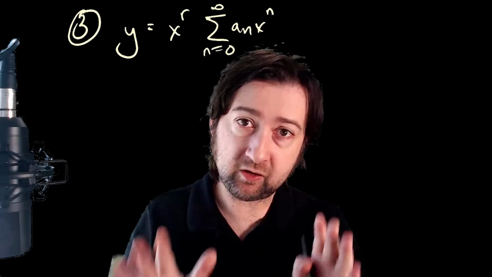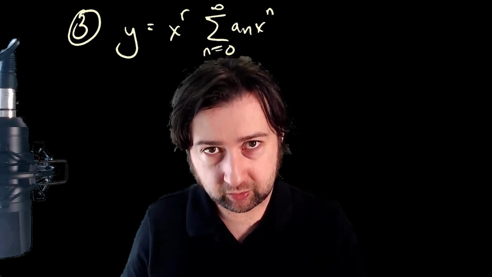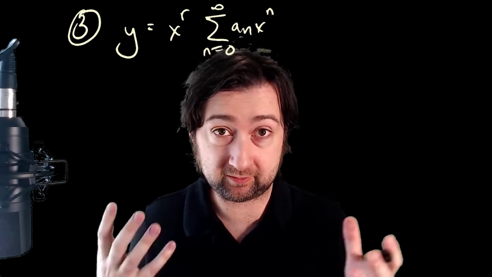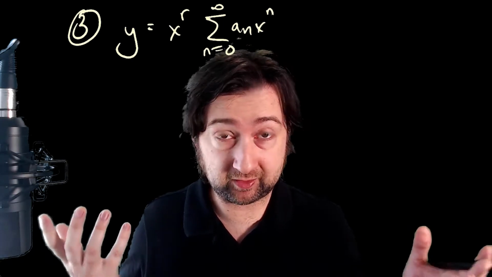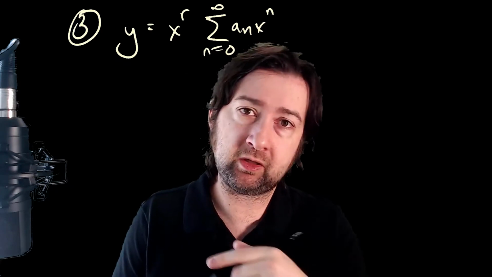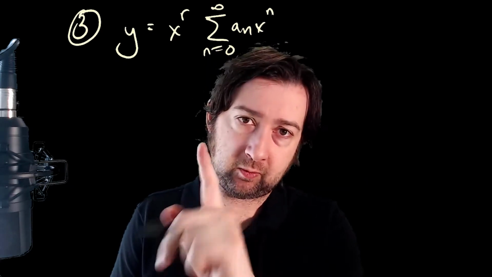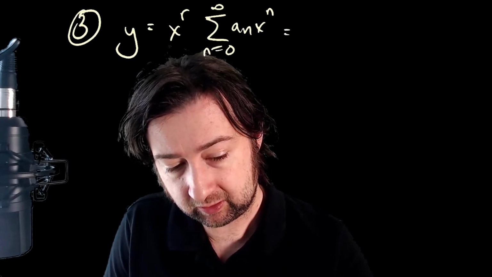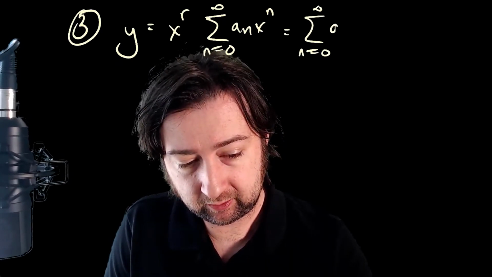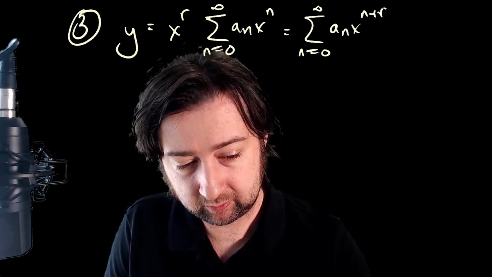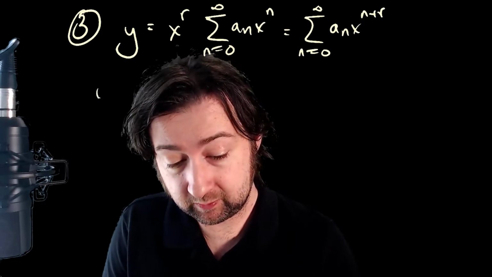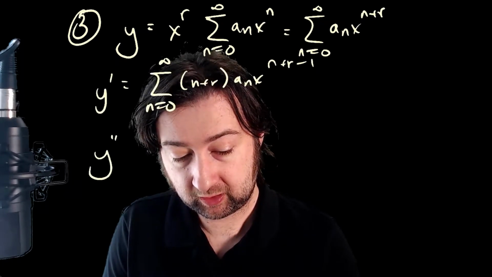So I'm going to save plugging the r in until I've actually computed what the recursion must be without the r plugged in. Unless you just like doing a lot of fraction math and the same thing over and over again, I suggest that this is the way that you do it. To do that, we're going to need expressions for the derivatives. And so we're going to combine this together and write this as the sum from n equals 0 to infinity of a n x to the n plus r. And then the derivative expressions turn out to be pretty easy. y' and y''.